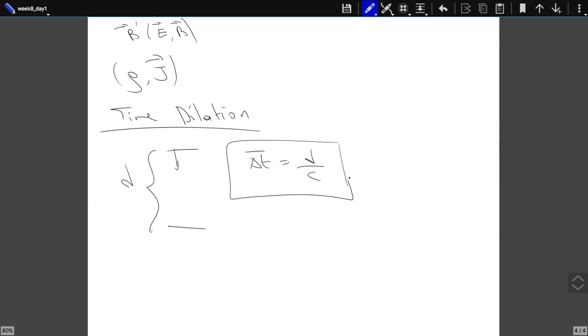For example, we had this example of the twin. One goes to some star and comes back. The twin on Earth will live 40 years, let's say. The other twin will age just 1 year. It's not that he lived 40 years but aged only 1 year. He only lived 1 year, whereas the twin on Earth lived for 40 years.